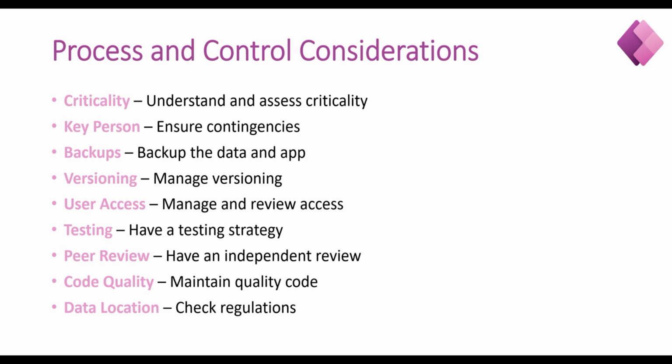Peer review. Similar to the point above for testing, it helps to have an independent set of eyes over the app and code before publishing. Code quality. Similar to the point around key person risk, the code can get messy very quickly, and without adequate coding standards, it can be very difficult to decipher or troubleshoot issues. Make sure you have coding standards and think about and agree these up front. These can include commenting, indentation, naming conventions.